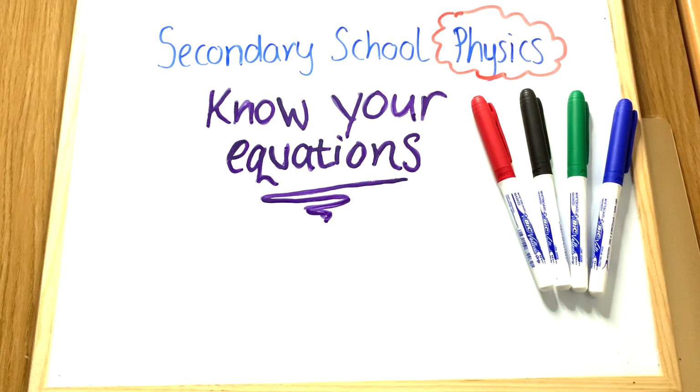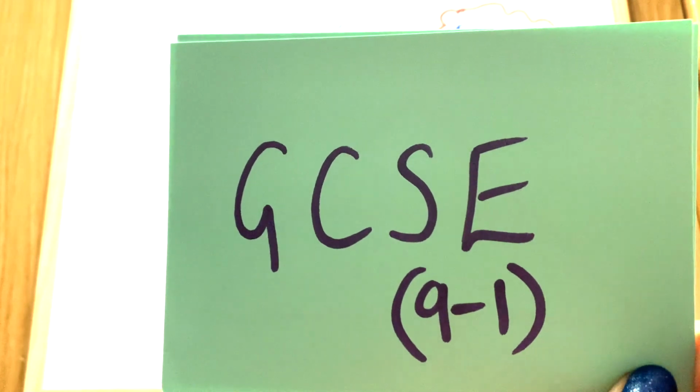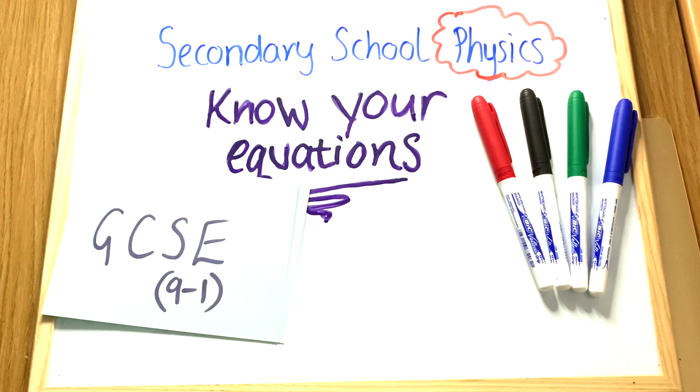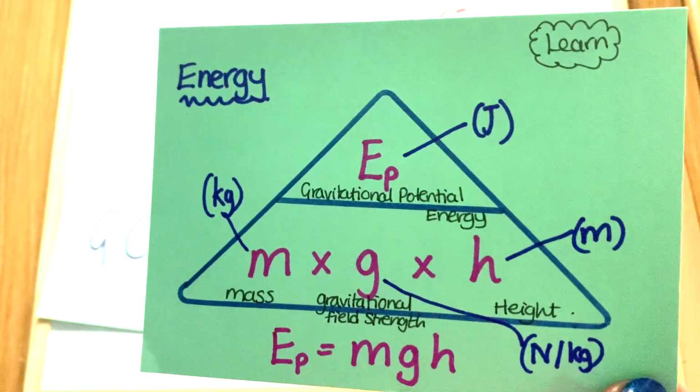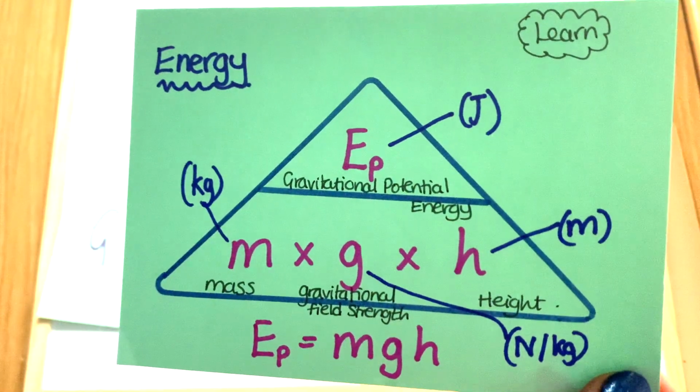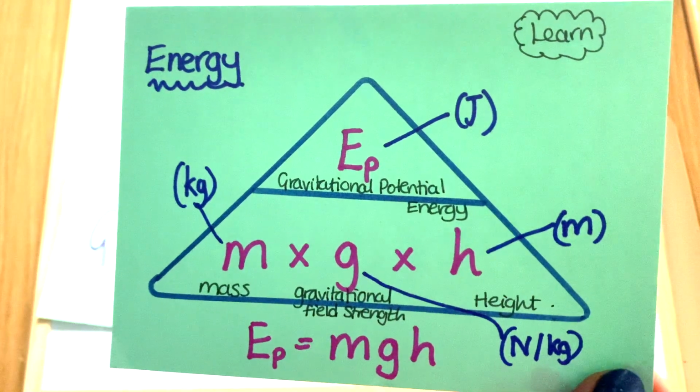Secondary school science students, learn your equations. Incredibly important, doesn't matter which year you're in, but especially important if you are doing your GCSEs. So let's go through them in topic order. So energy, we have gravitational potential energy is mass times gravity times height.